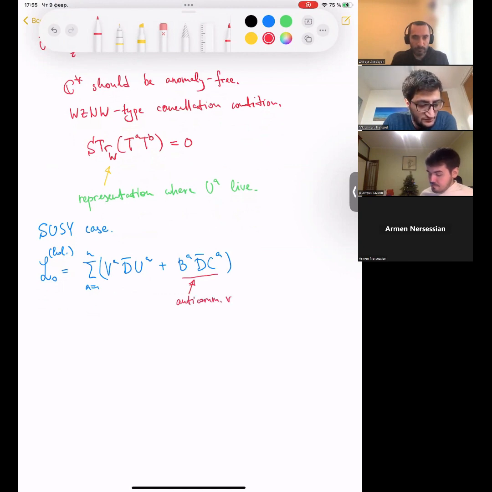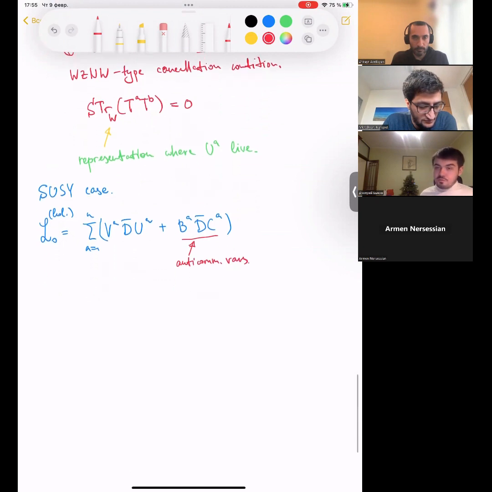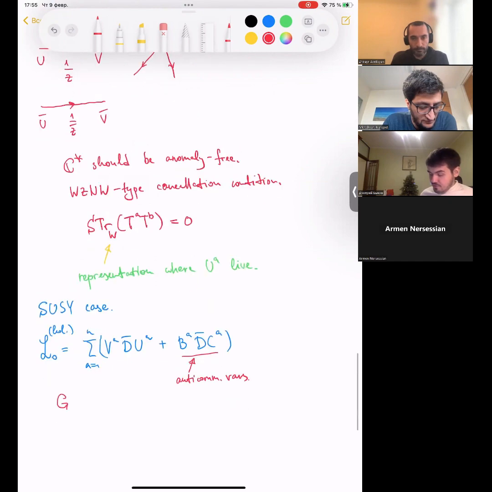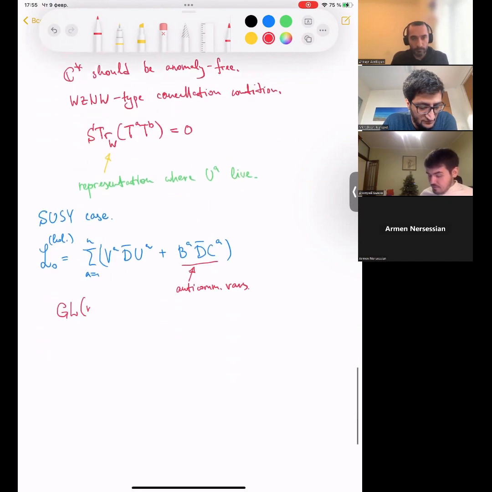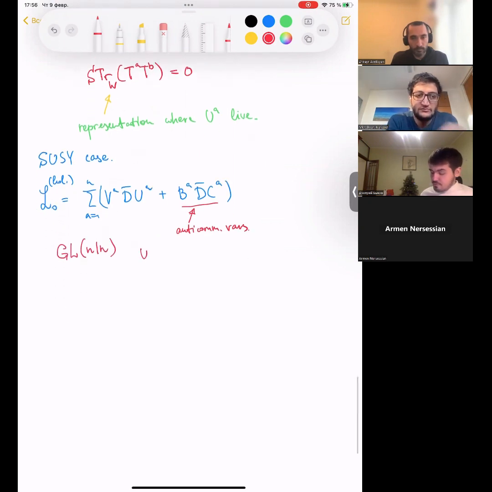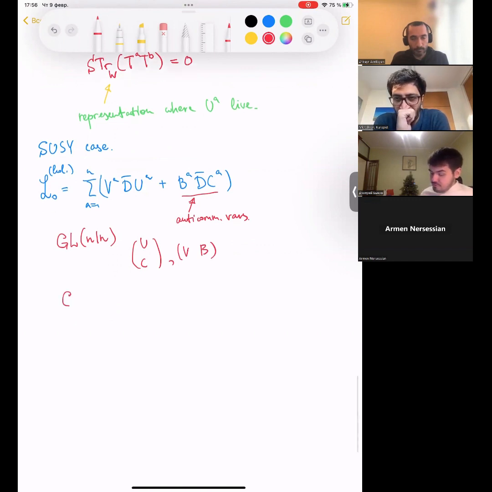This part of the Lagrangian has a GL(N|N) symmetry group that rotates the U and C variables and the V and B variables. So now you pick a subgroup G of this GL(N|N), and you construct a Noether current for this group G, or this symmetry G.